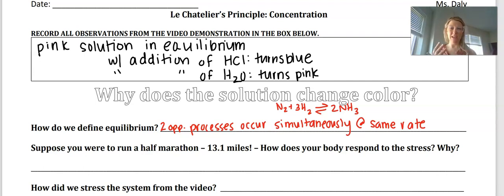Now that we have this idea of equilibrium, I want us to think of our bodies as a state of equilibrium, okay? And this is something you should be familiar with from your living environment or biology class, this idea of homeostasis, okay? Now, suppose that you were asked to run a half marathon, okay? And if you aren't familiar with what that is, that's 13.1 miles of running in one stretch, okay?